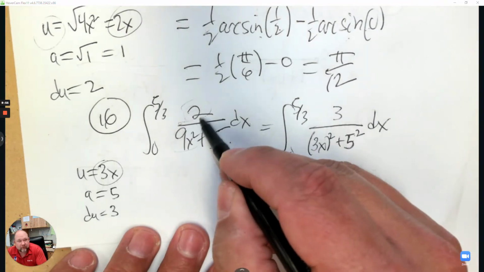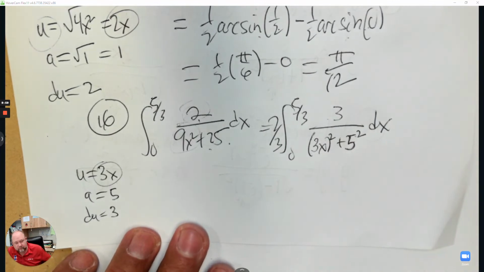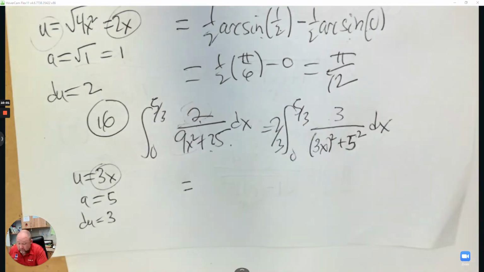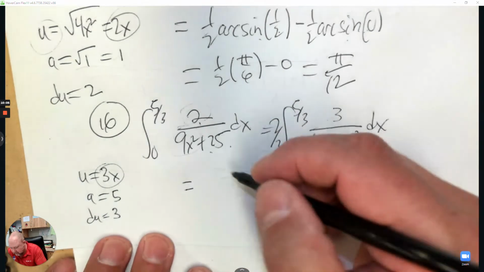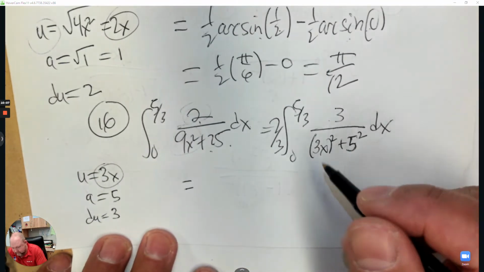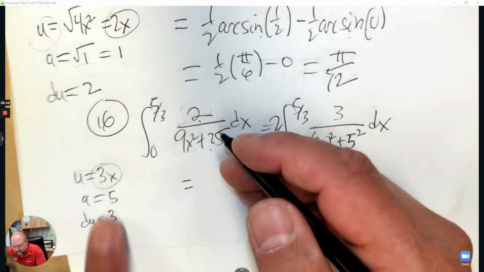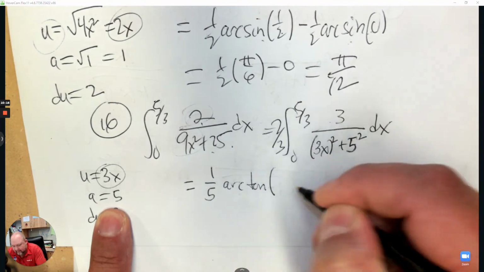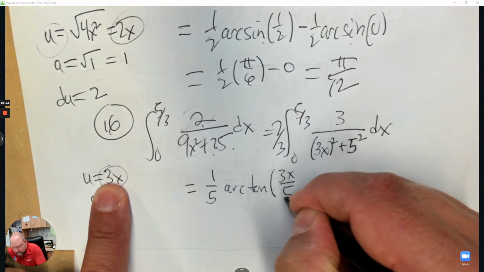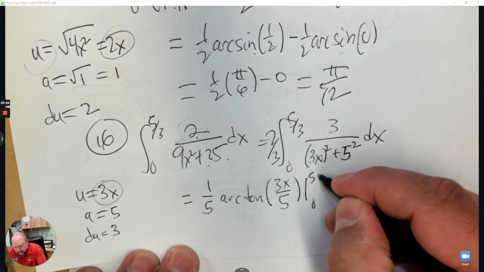And then what was it before over what it became? So I needed 2/3 in front. Now I got to be a rule follower. So even me, sometimes if I forget, I'm going to go back and look at the book. What's the rule again for this? And so the rule is it's 1 over a, so it'd be 1 over 5, arctangent, and then it's u over a, which is 3x over 5, and then it's from 0 to 5 over 3.